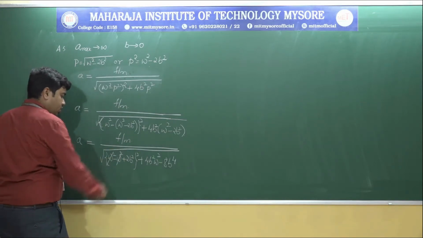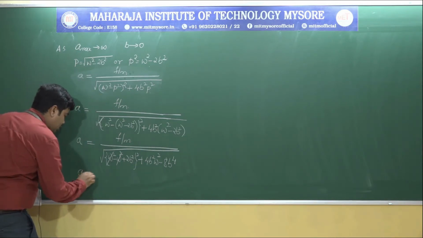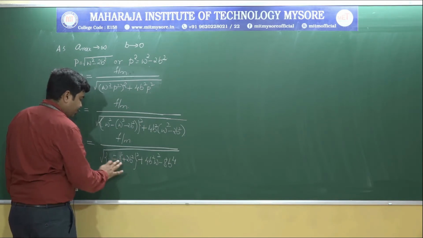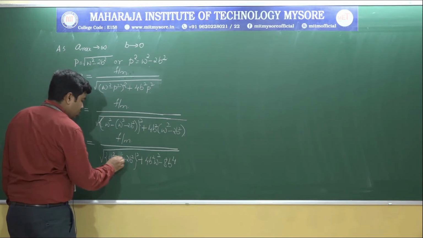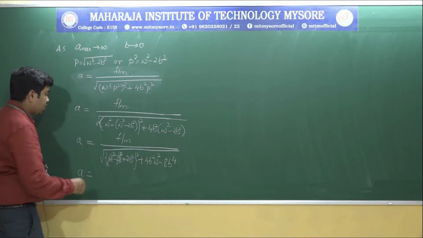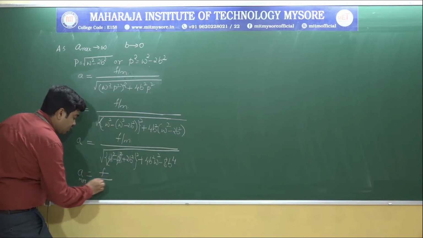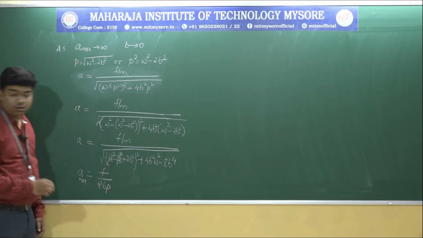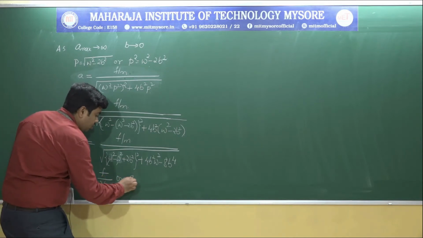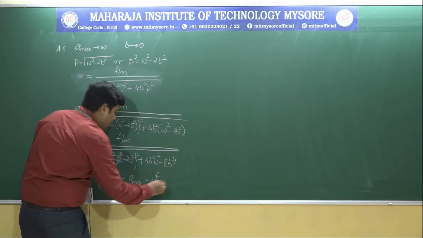So this omega square gets cancelled, and finally simplifying this equation, we will get the maximum amplitude A max is equal to F by 2b P, or you can write A max is equal to F by 2b omega.